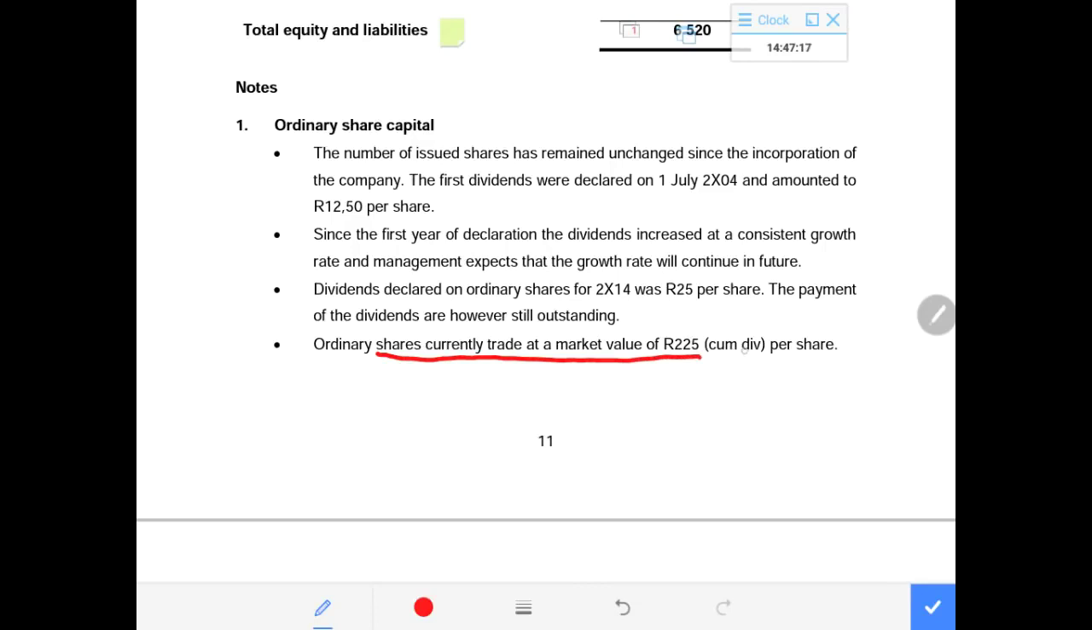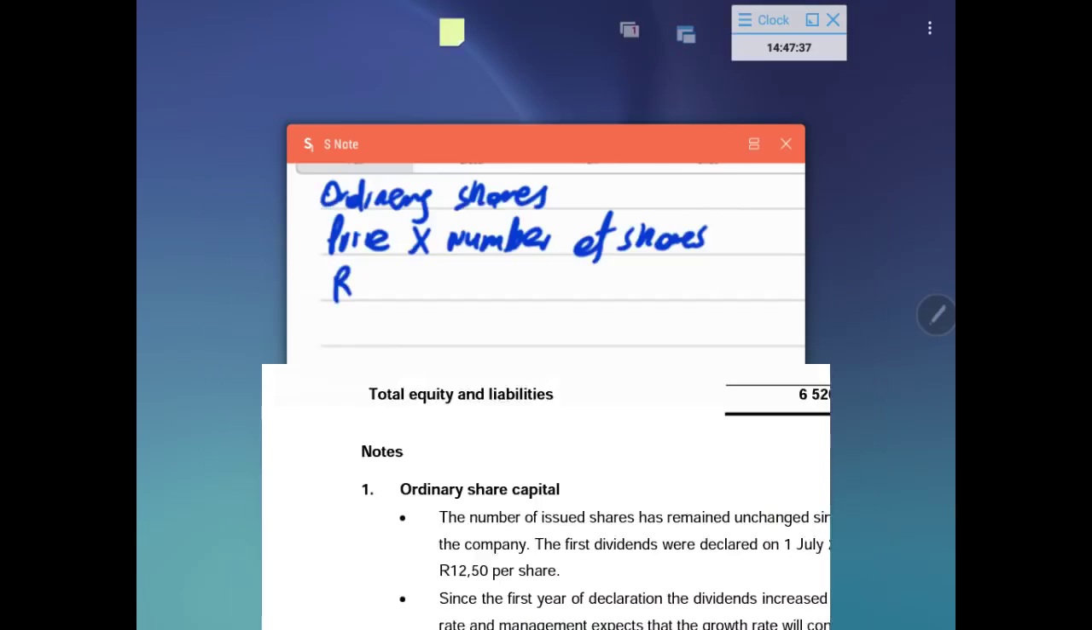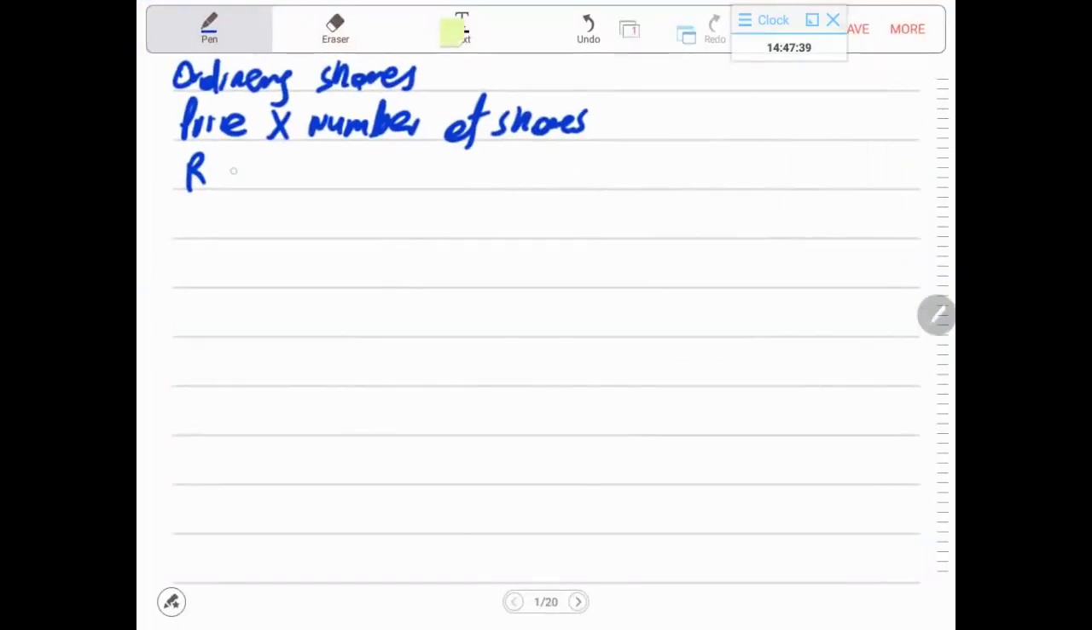Remember, this is after they added 25 rand. So we need to minus 25 rand so that the current price is 200, excluding the dividends that were due in the current period of 25 rand. So the current trading price according to the market is 200, as we are looking for the ordinary capital according to the market. So we can say 225 minus 25, and we multiply this by 20 million shares.